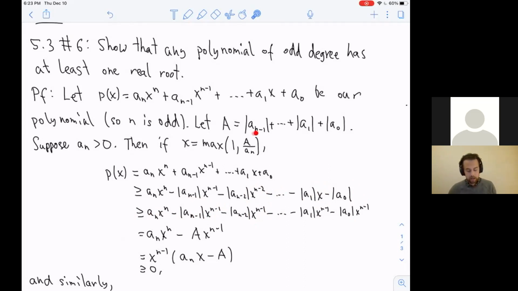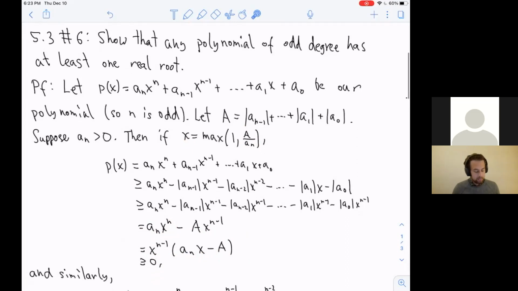So this capital A is just the sum of all of these things. And so I just pulled out the x to the n minus 1, and we got this. As long as a sub n times x is bigger than capital A, this is positive. And so what we've done is we've assumed that x is at least as big as A over a sub n. Sorry for all the a's here. So we know it's greater than 0.